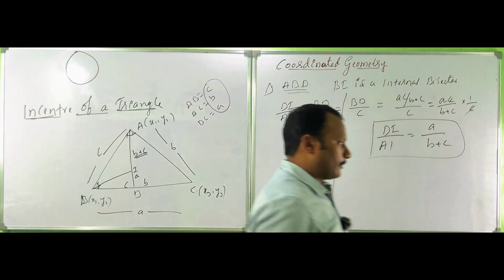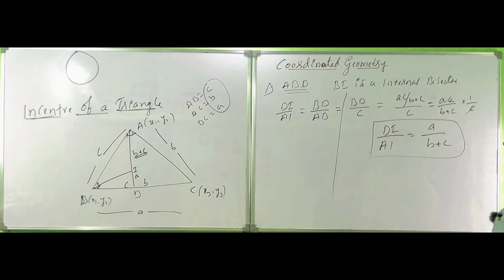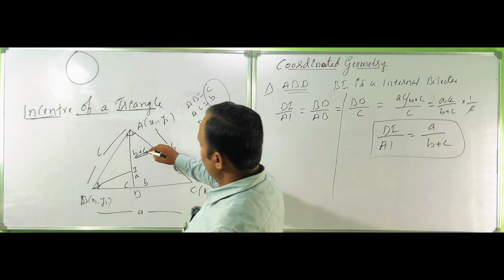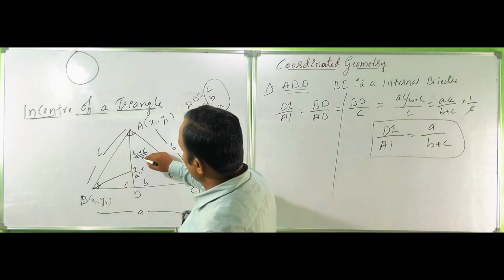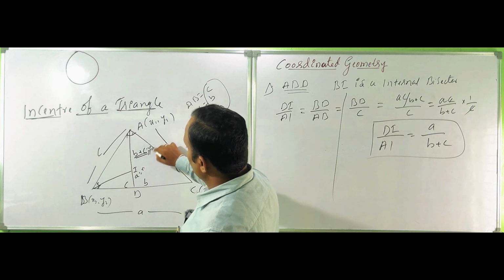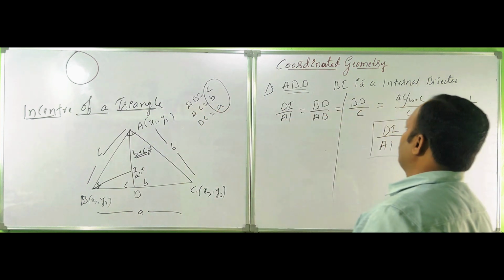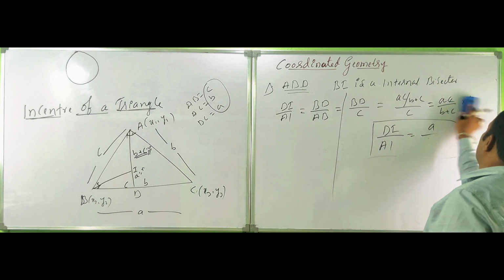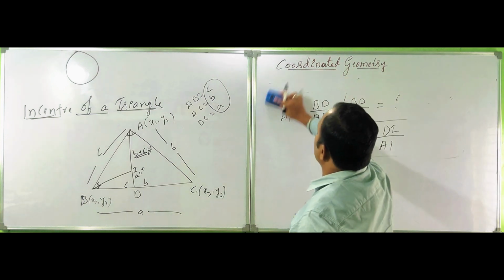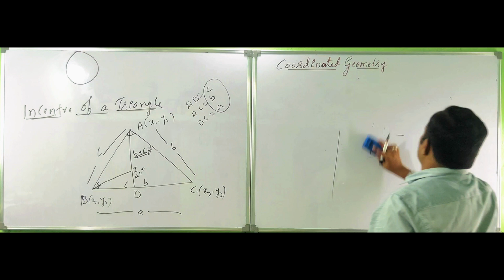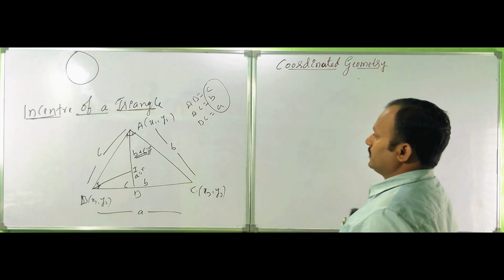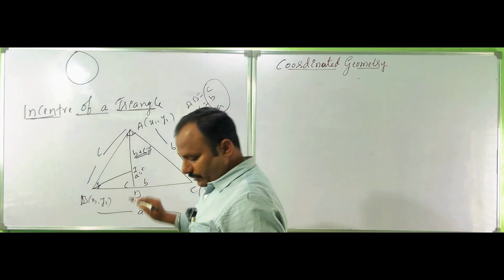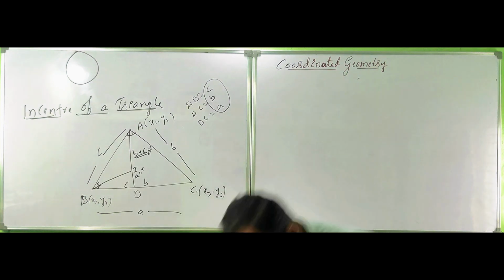Again from the section formula, you can derive it. This is b plus c, this is m, this is n. Directly from the section formula, you can figure out the final answer. You have to find out which one.